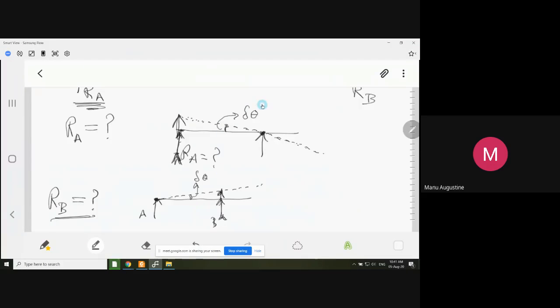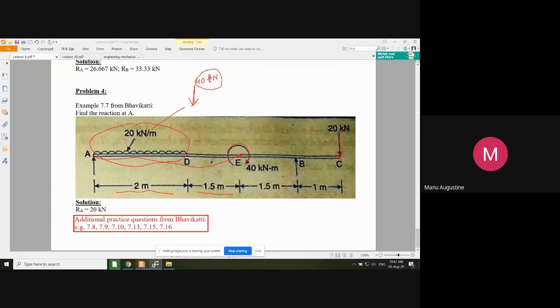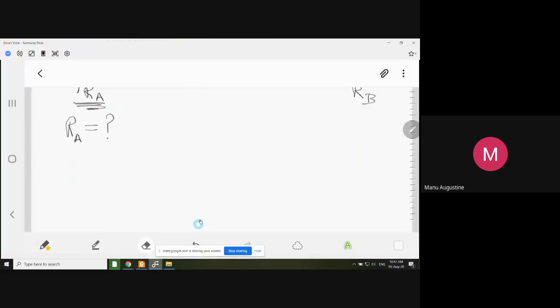Now. We go back to the problem. Problem में आपको RA पता करना था. Look at the problem. Find reaction at A. And generally, when this sort of question comes in RTU, you will be asked to find both the reactions. तो एक बार तो आप A से lift करके निकालना और एक बार आप B पे lift करके निकालना. That is what you have to do. Okay? Now.